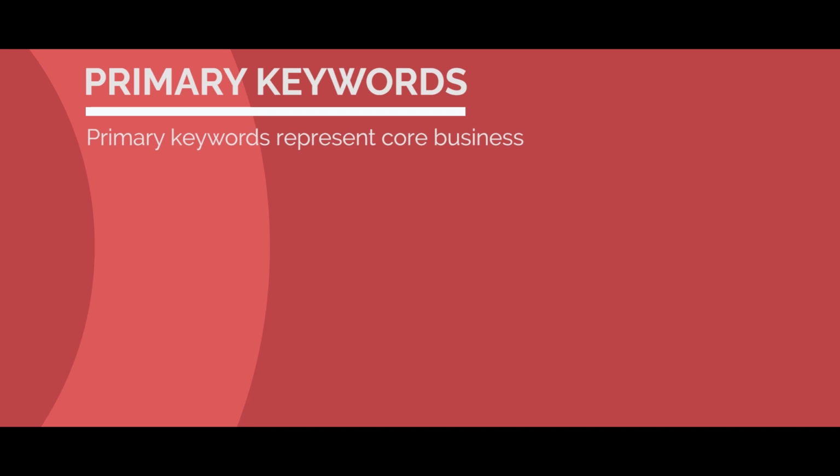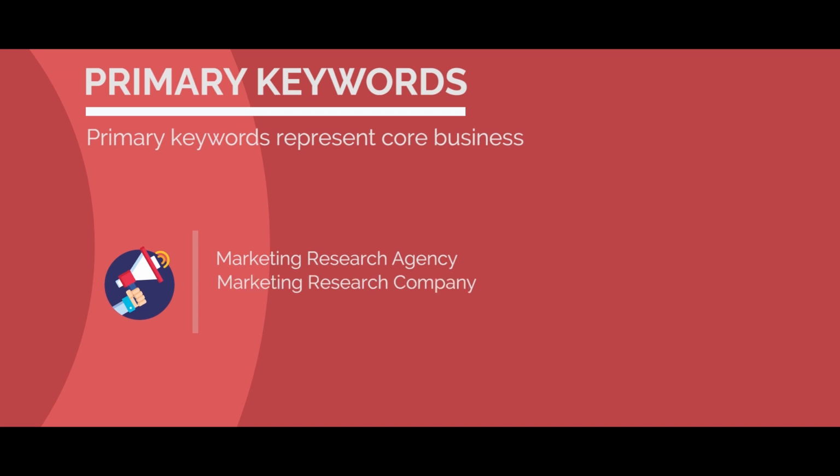First, primary keywords. Primary keywords represent your core business. That means words associated with your core business. Suppose you are a company offering services in marketing research. Think of a few words that can represent your core business. Think for a while. Okay, let me tell you. These words may be marketing research agency, marketing research company, marketing research services, and many more. These are very generic keywords, and most other businesses might be using them.